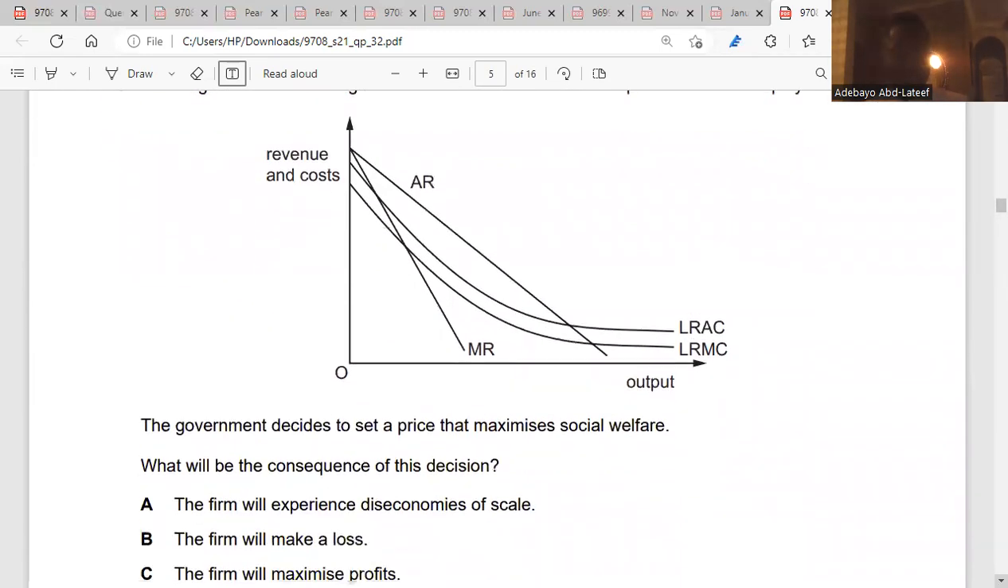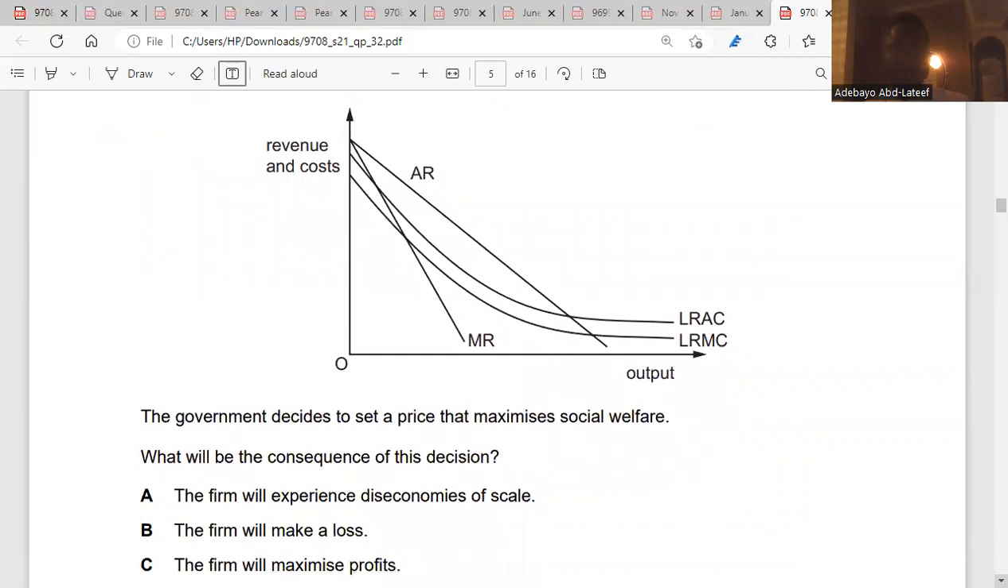The diagram shows the long-run cost and revenue curves for a public sector monopoly. The government decides to set a price that maximizes social welfare. What will be the consequence? Whatever price the government sets in a monopoly to maximize social welfare, we make that monopoly run at a loss.